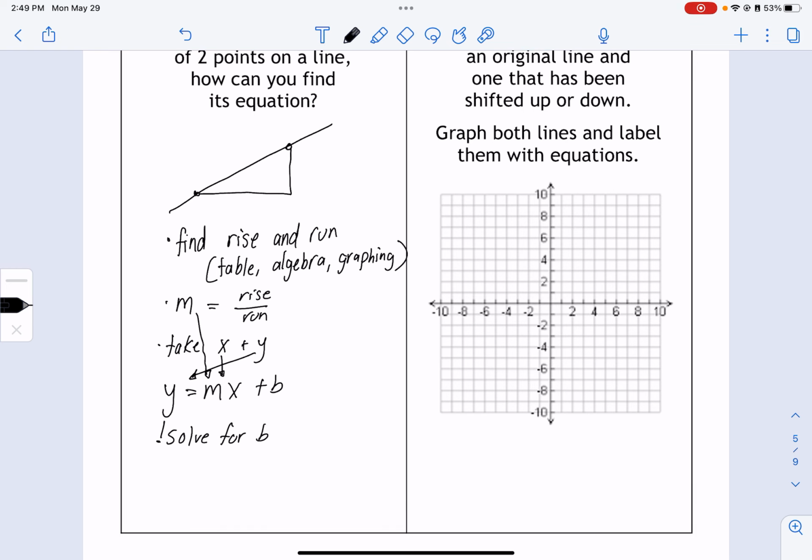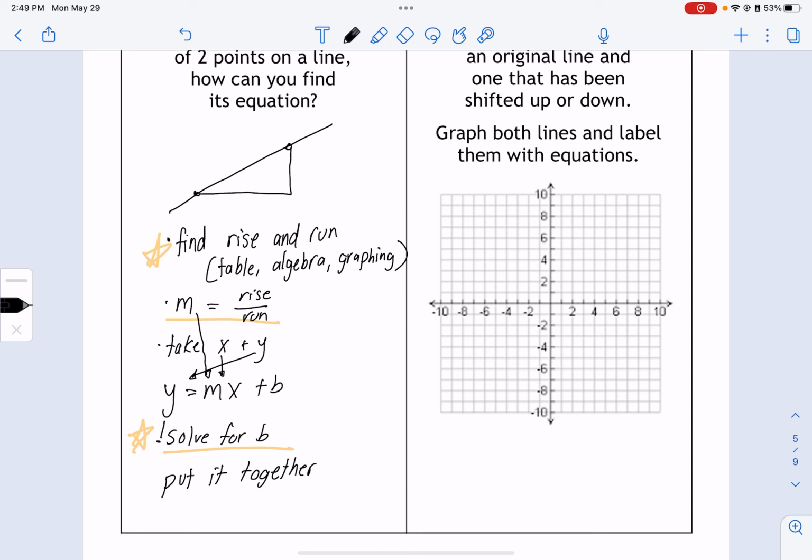You can do this on the graph, you could do this in the table. If you set up your table and you have your 2 points, you could find the rise and run, go backwards, get the y-intercept. You could do this algebraically. There are many options as to how you find this rise and run and how you solve for b. These have a lot of freedom, but that's going to be your process. You're going to somehow find the slope, somehow find the y-intercept, and then put it together.